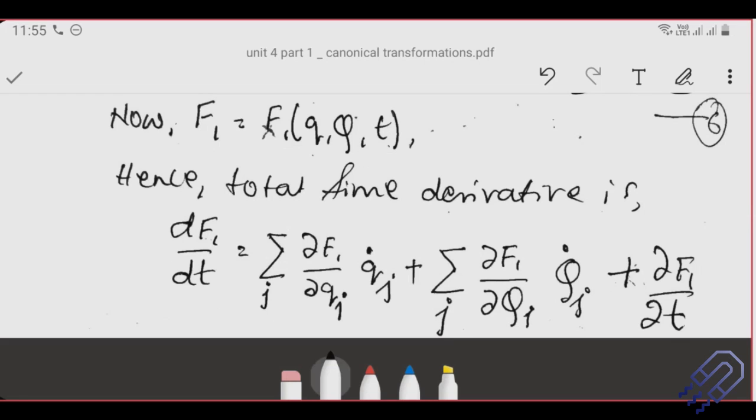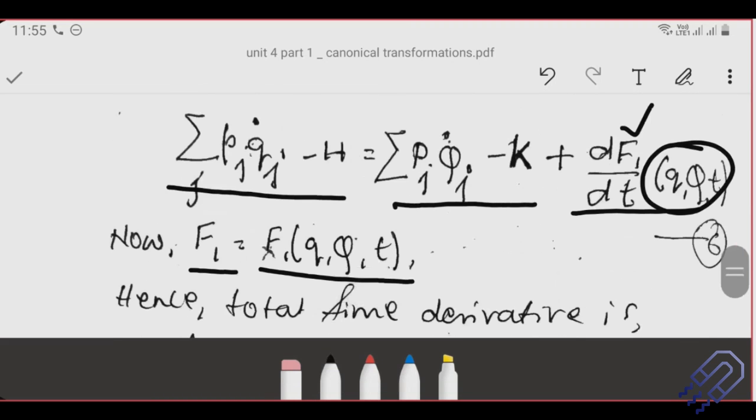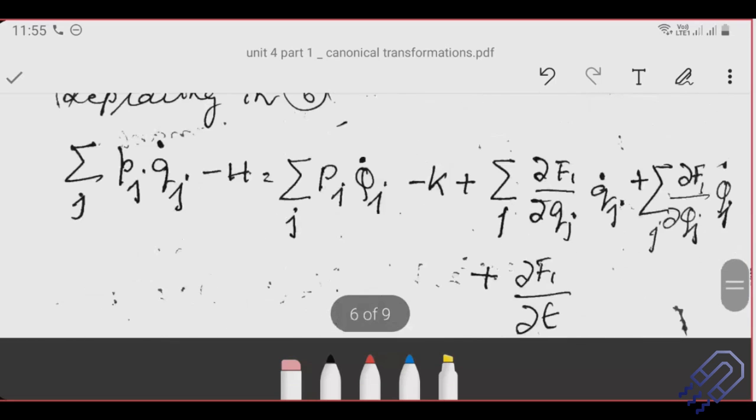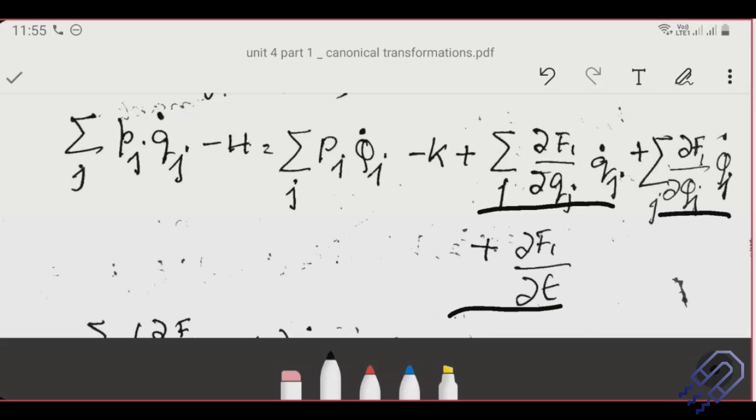So this is the function that we have. What is our next step? Very simple. We are going to just replace it in equation 6. So let's replace it here. We have replaced these terms. And if you replace these terms, you see something is common. What is common? There is a qj dot here, there is a qj dot here. There is a capital Qj dot here, there is a capital Qj dot here. So we can do the algebra and then combine them together.